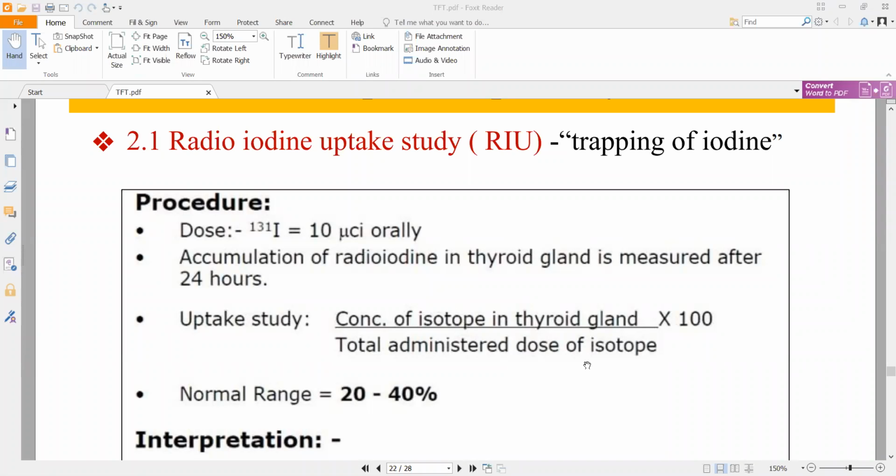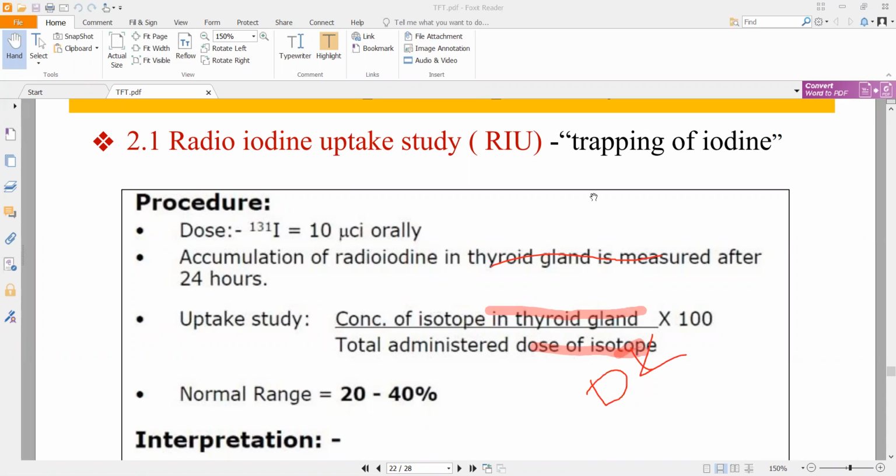How I measure that is, I will find the ratio between... Stop drawing on that. I will find the ratio between the concentration of isotope in your thyroid gland. Who is drawing? Please stop drawing on the PDF.